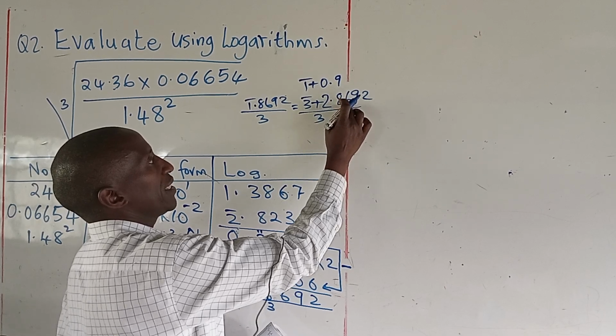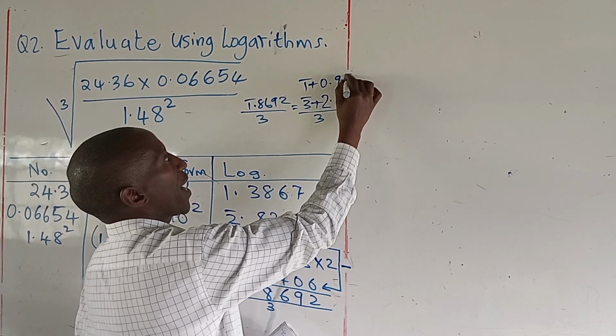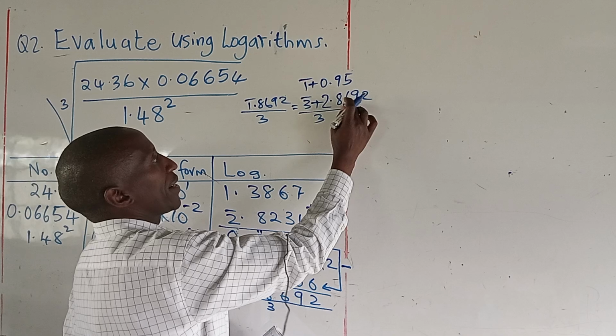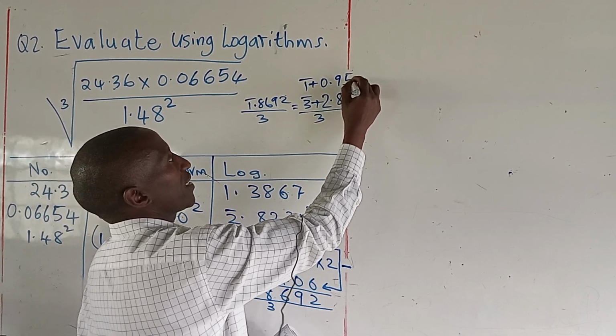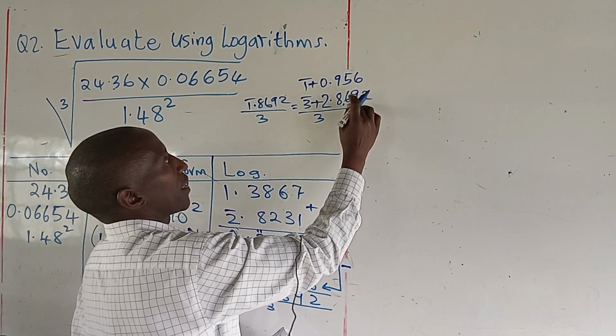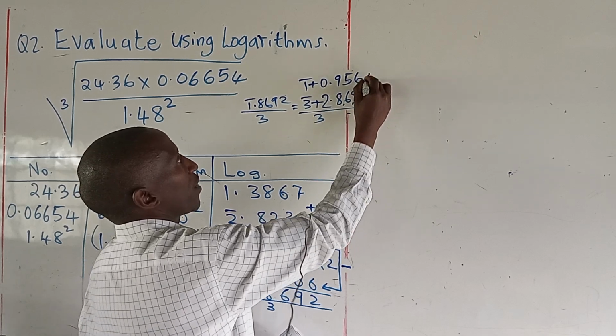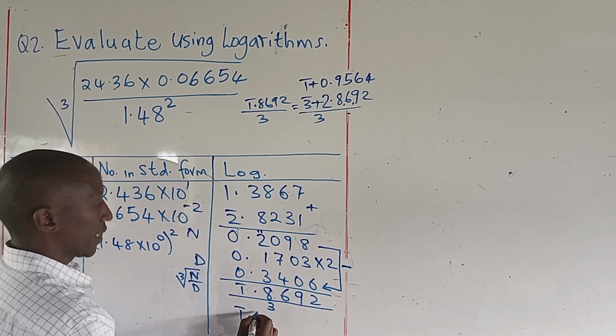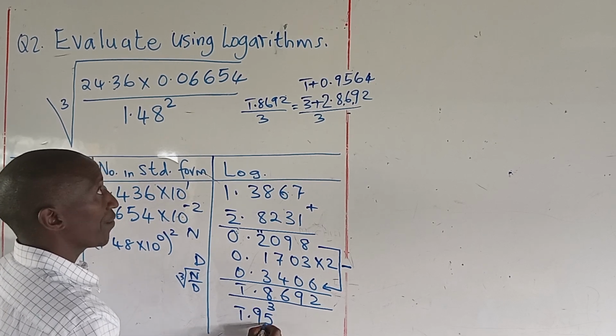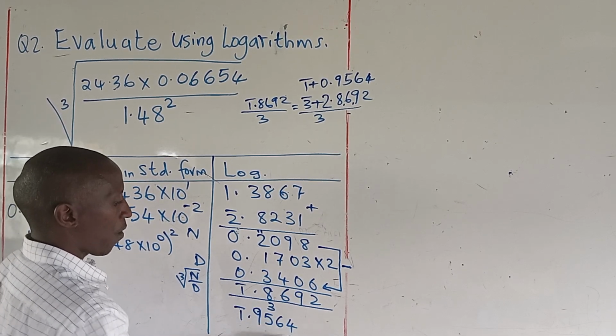We are left with 1, making 16. That comes to be 5. We are left with 1. It comes to be 19. So 19 divided by 3 is 6. Then we are left with 1, 12. We get a 4. And that comes to be bar 1.9564.